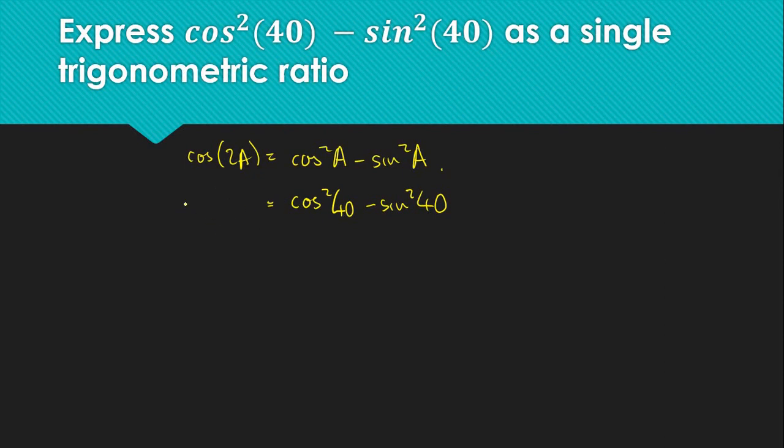So a is equal to 40, so therefore cos of 2 times 40 is equal to that stuff. And so therefore this is equal to cos of 80 is equal to that stuff, which is the question. That is called a single trigonometric ratio. You've just got cos, or you've just got sine, or you've just got tan. You haven't got, say, cos squared plus cos or anything like that. You've just got a single thing. You've got cos of 80.